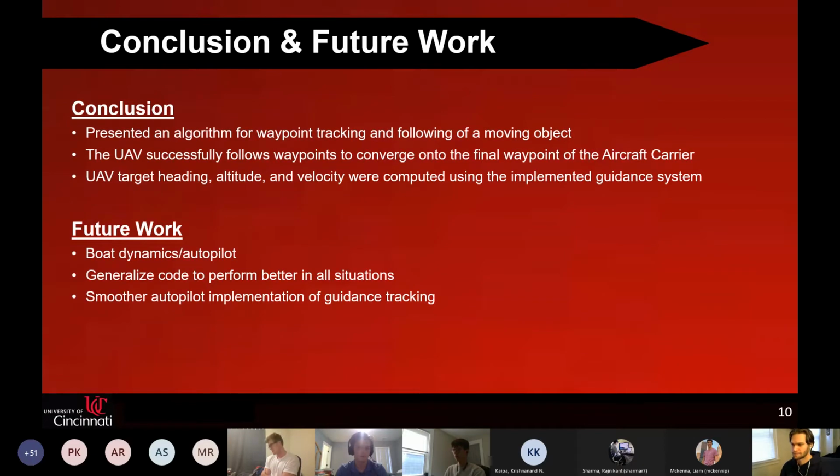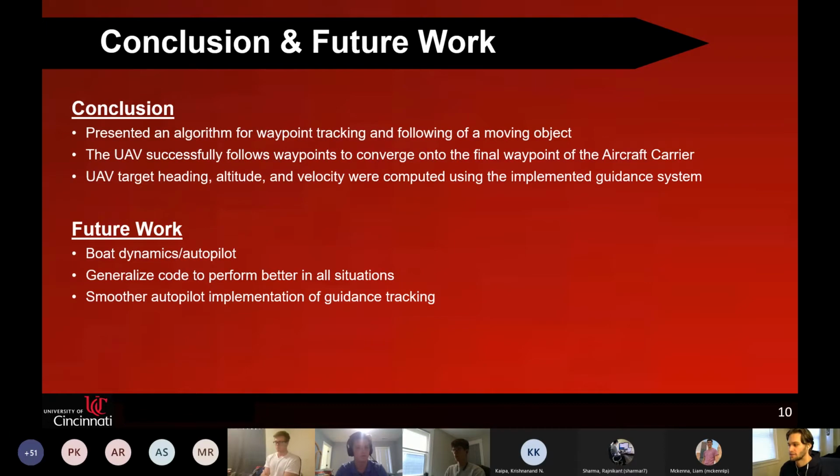So we were able to create a condition where if it's in a region of the waypoint, it successfully hits that waypoint, and then it moves on to the second waypoint, which is also going to be closer to the aircraft carrier. And then we were able to figure out a way to implement these outputs from the guidance system into our autopilot that we created, which would be the target heading, altitude, and velocity.